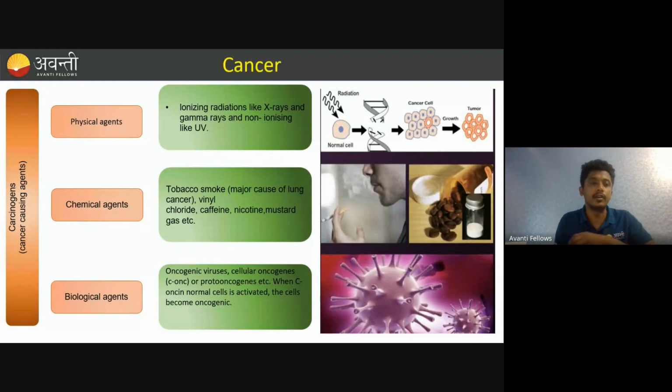Cancer can be caused by something called carcinogens. Carcinogens are cancer-causing agents. These carcinogens can be physical factors, chemical factors, or biological agents. For example, physical agents include ionizing radiations like X-rays and gamma rays, and non-ionizing radiations like UV rays. UV rays are very important for us.